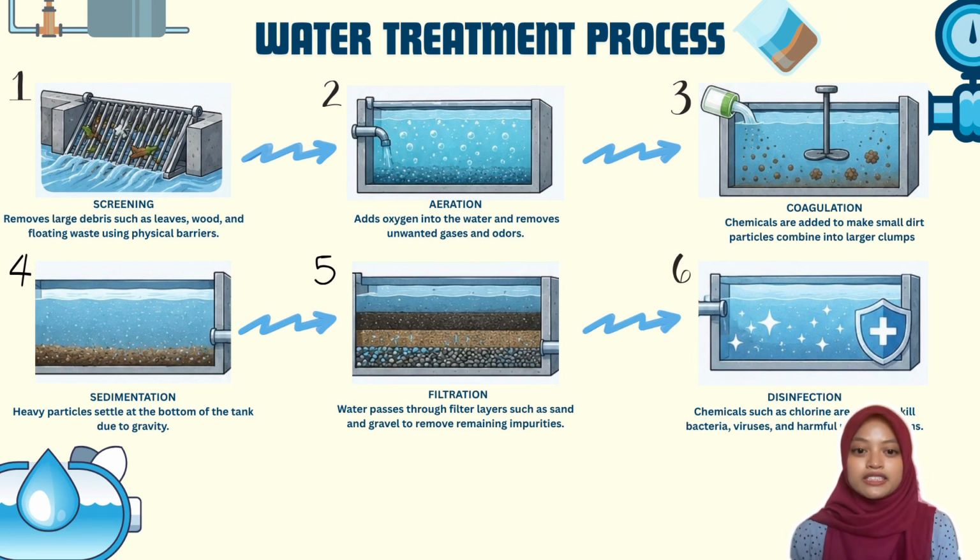After that, chemicals are added during coagulation and flocculation to combine small dirt particles into larger clumps. Then, in the sedimentation stage, the heavy particles settle at the bottom of the tank. The water then passes through filtration to remove remaining impurities. Finally, disinfection is carried out using chlorine to kill harmful bacteria and viruses. Through this process, clean and safe water can be supplied to the community.